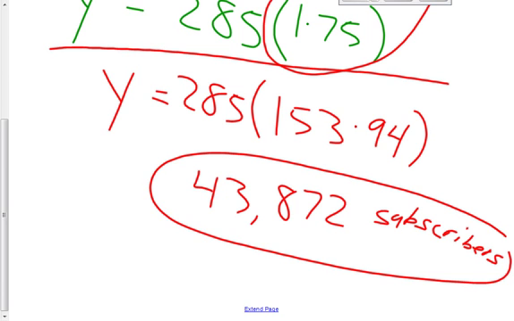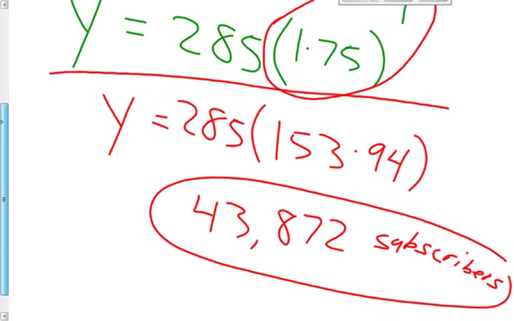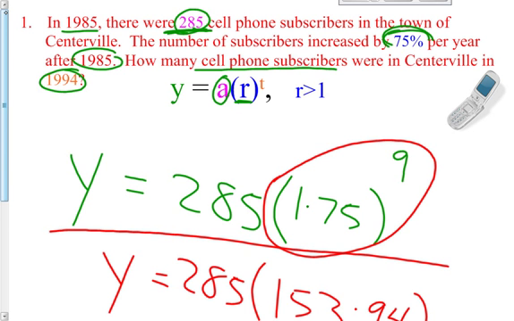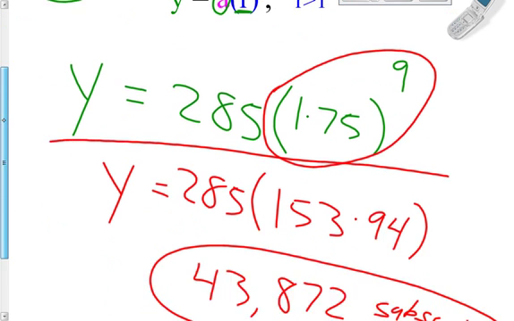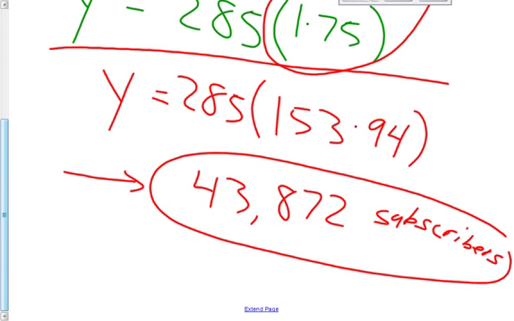Quite a difference, class, in 9 years, isn't it? Technology really increases exponentially, because when something is found out to be good, not very many people have it right away, but as it grows and grows, it grows exponentially, and then it grows quite quickly, all the way to 43,872. Very interesting. Let's try this next one.